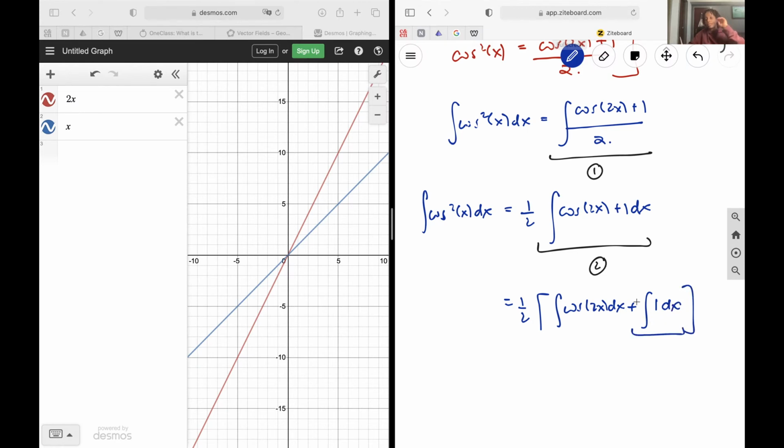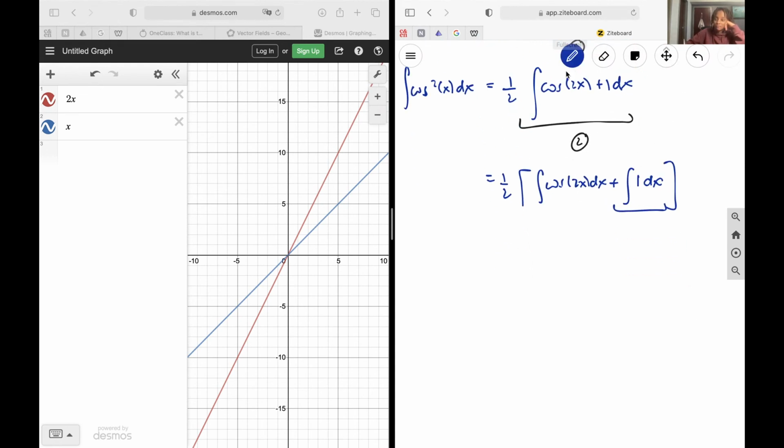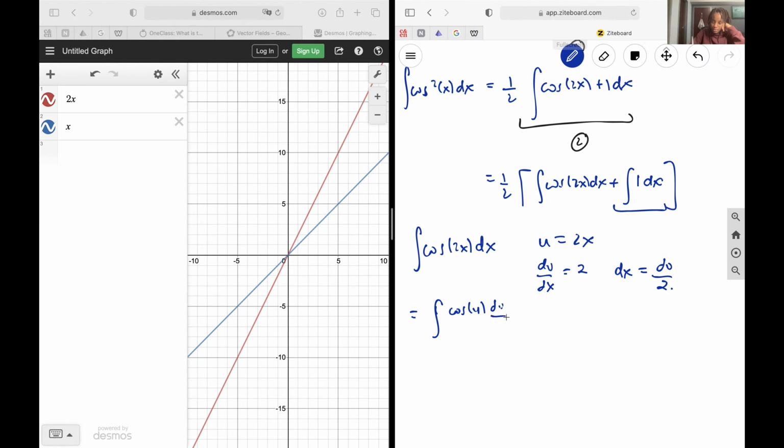This integral is quite easy to solve. We know that it's going to be x. The cos 2x, let's go about solving that. So the integral of cos 2x dx. We're going to make a substitution and choose u is equal to 2x, which means du over dx is equal to 2. So what we're going to substitute for dx is going to be du over 2. So let's go ahead and put that all in, and we'll get the integral of cos u du over 2.